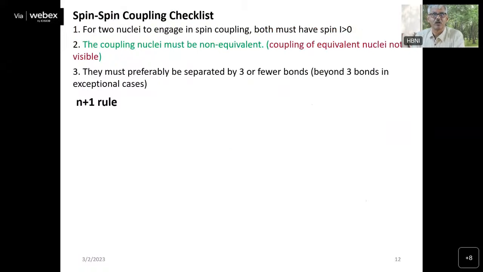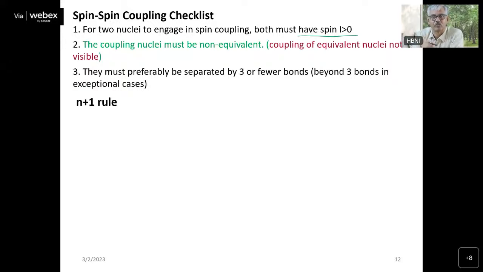Now, what are the requirements for spin-spin coupling to take place? For two nuclei to engage in spin-spin coupling, both must have non-zero spin. It cannot happen that carbon-12 is coupling with hydrogen. So both must have spin I not equal to 0. The coupling nuclei must be non-equivalent. Remember that only non-equivalent nuclei show coupling, but coupling of equivalent nuclei is also possible. It actually happens, but it is not visible. I'll tell you why.